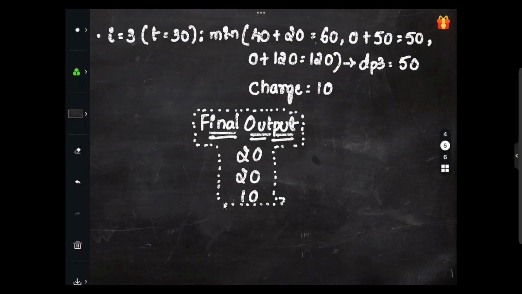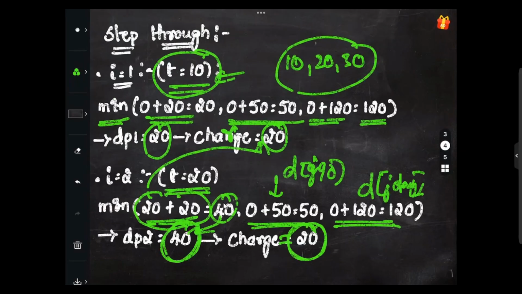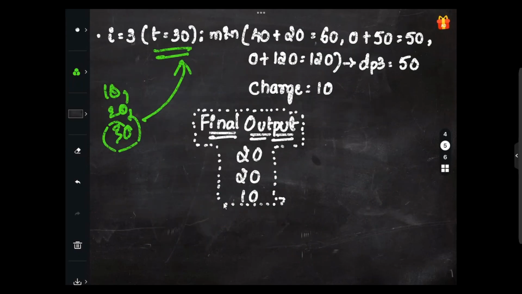So now next, let's move on with the final part. When i equals 3, t is 30, so we have already considered 10 and 20. Now we will be going with the 30, right? So min will be dp of i minus 1 plus 20. I minus 1 is dp of 3 minus 1, nothing but dp of 2. The dp of 2 value we have got is 40 here. This one will be 40 plus 20, that leads to 60, right? So this remains same, 0 plus 50, 0 plus 120. So dp of 3 this time will be 50, right?